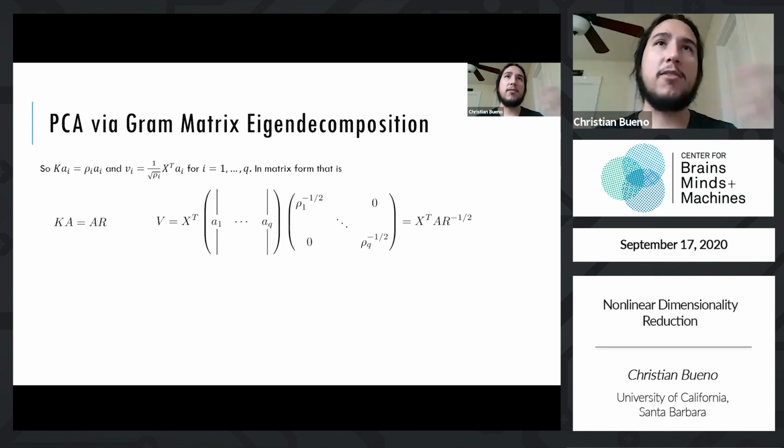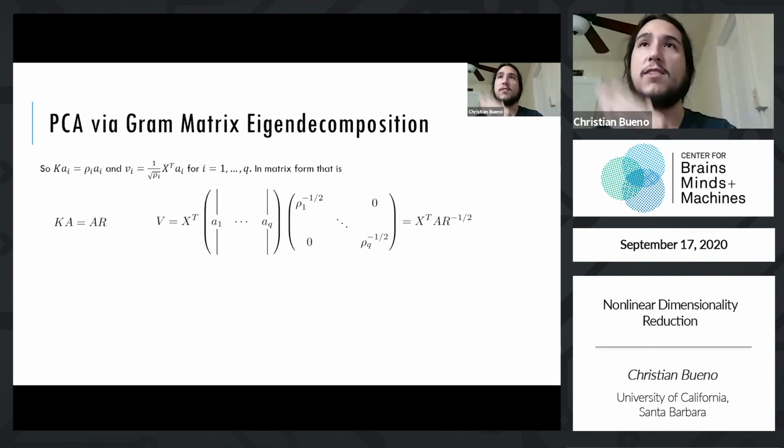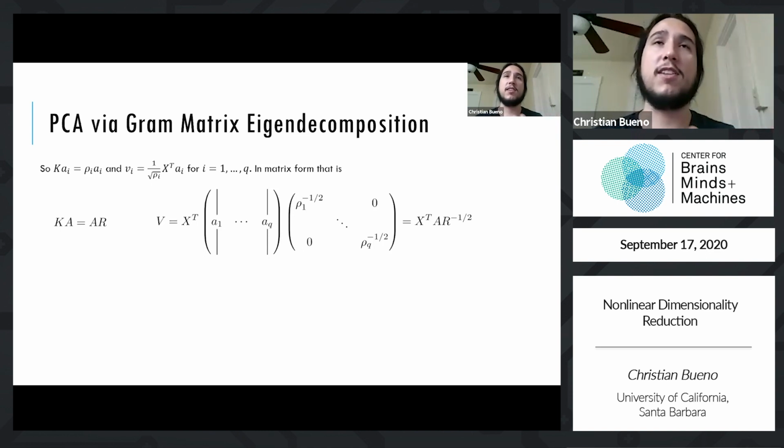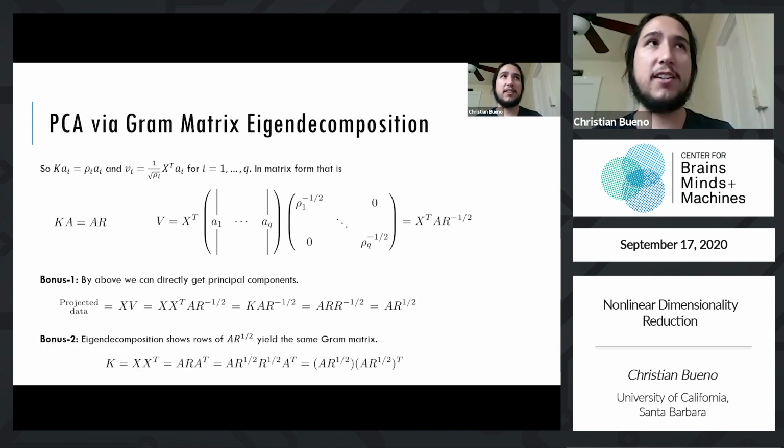And so if we were to write it out in a big matrix way, we see that the matrix of eigenvectors V is X transpose A R to the -1/2, where A is the matrix of eigenvectors for K, and R is the diagonal matrix of eigenvalues for K. And so to project our data, doing it from this perspective, we can just write it as A R to the 1/2. And we also get to realize something a little bit more interesting than that, is that our matrix K, we can now factor it into A R to the 1/2 times itself transposed.